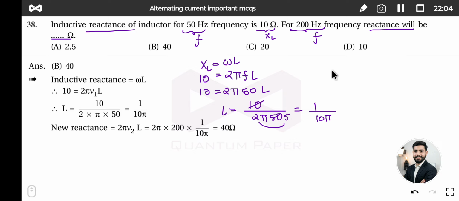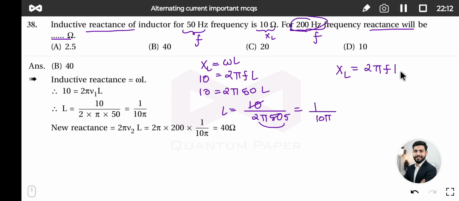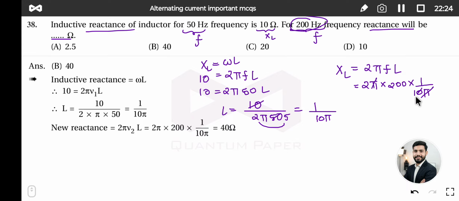Now the question is, what is the value of XL when the frequency is 200? We apply the formula again, 2 pi f L. So 2 pi as it is, frequency is 200 and the value of L is 1 upon 10 pi. This pi and pi will get cancelled, and cancelling out, the answer is 2 into 2, 4, and 10. So the answer is 40 ohm. Option number B.